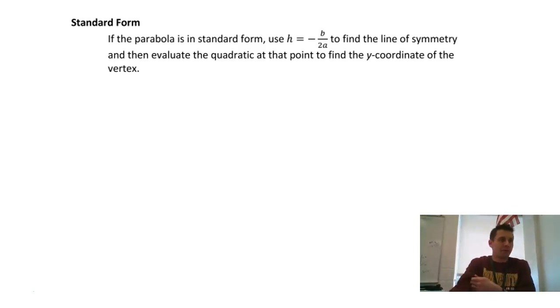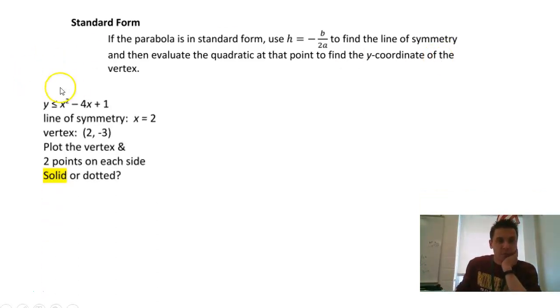We've graphed parabolas in standard form before, and what we're going to do, if it's in standard form, is use h equals negative b over 2a, which is the line of symmetry, or the x-coordinate of the vertex, and then evaluate the quadratic at that point to find the y-coordinate of the vertex, and then we're right back to where we were before. So if it's in standard form, as it is right here, it's a quadratic. I know that because it's x squared. The line of symmetry is going to be x equals 2, because negative b here is negative 4, so in this case b is 4, over 2a, and a is 1, so 4 over 2 is 2.